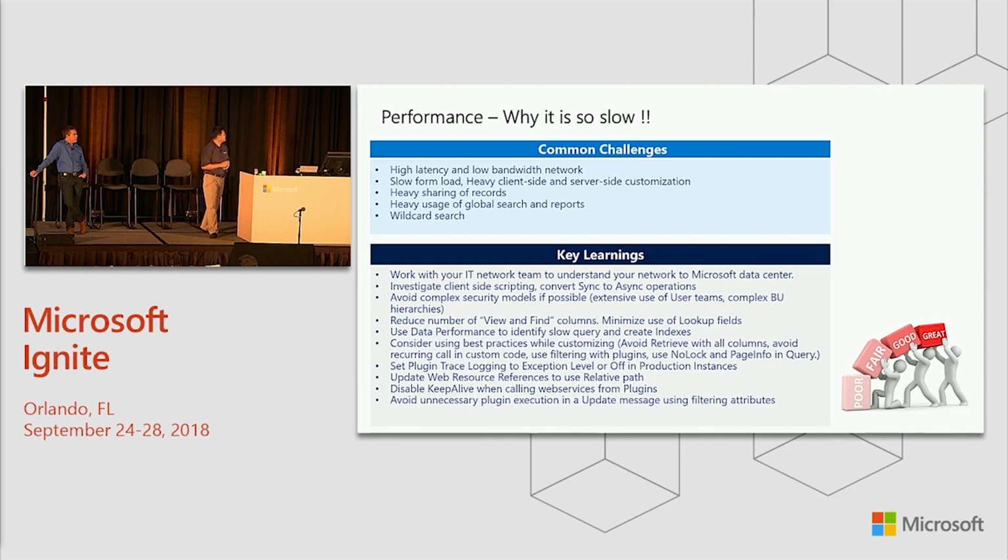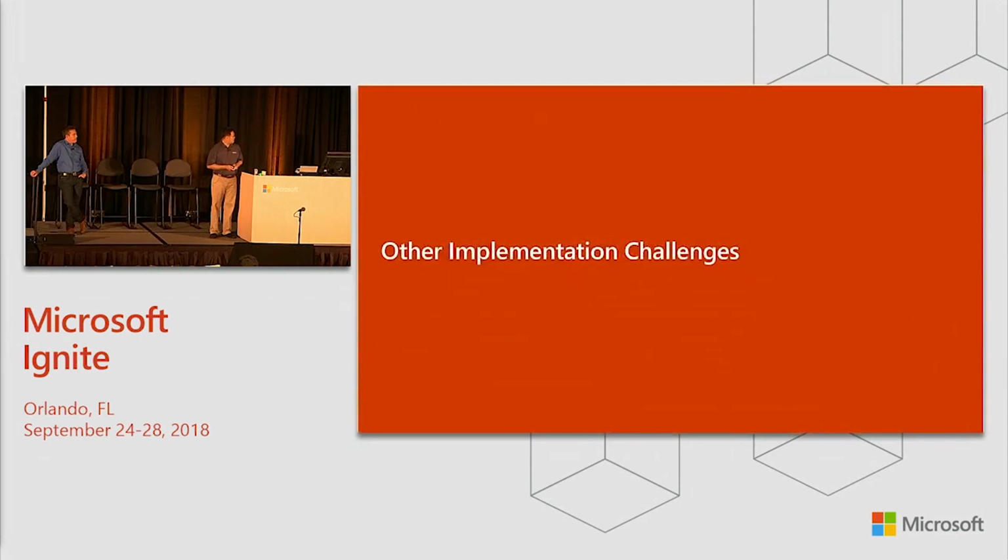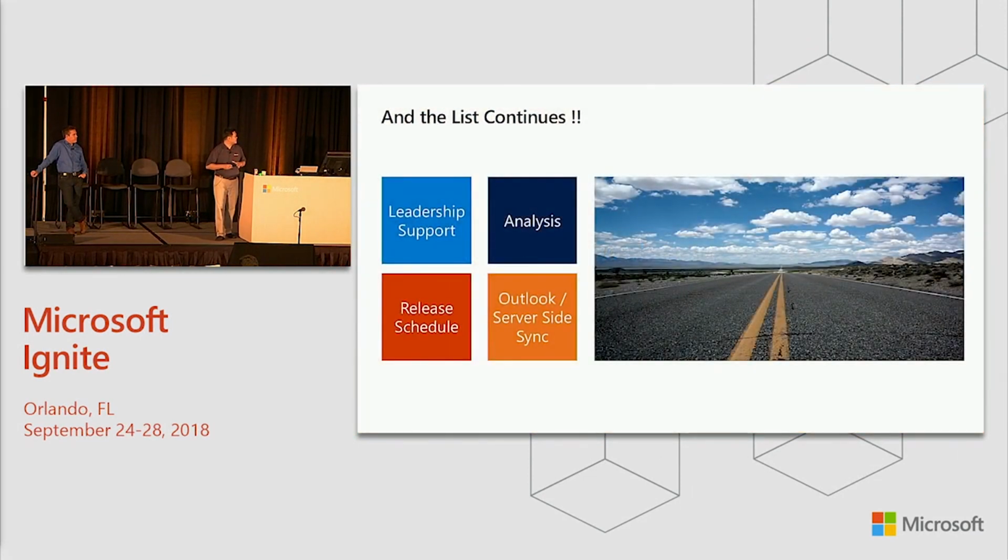Right? Of course, there are other implementation challenges. The list just continues and continues, and we just picked out the 5 items that we have seen very often in our implementations. And of course, for a project, you need the right executive sponsor and leadership support. Analysis phase, how you're doing it correctly. Release schedule. And of course, in some of the deployments we have seen, you use Outlook, your Outlook client, and you have server-side sync issues. Those are the things that we have seen.